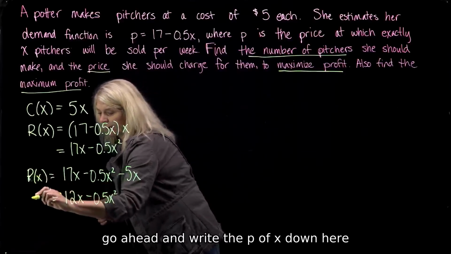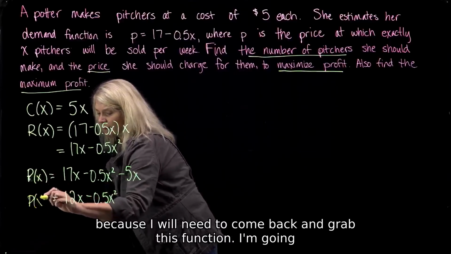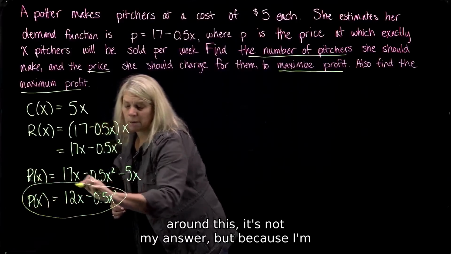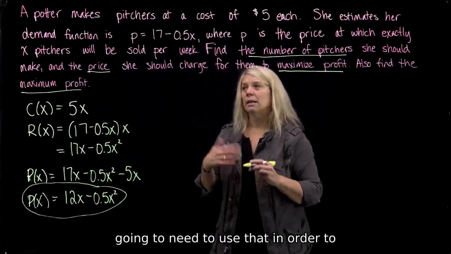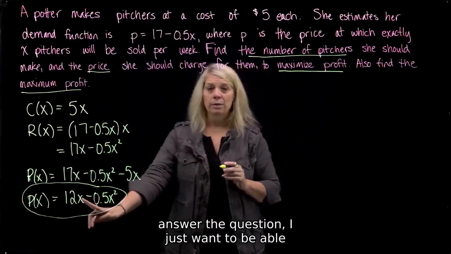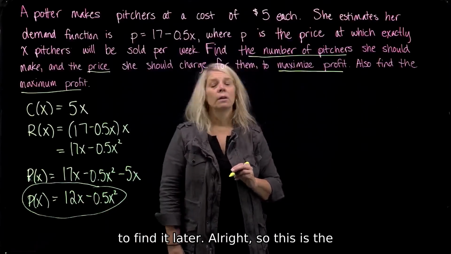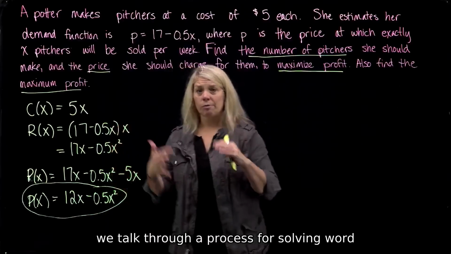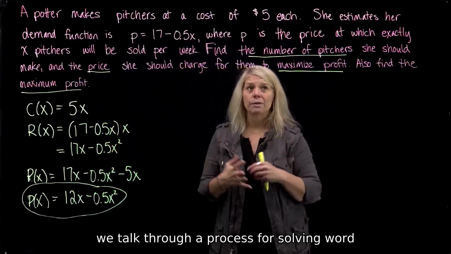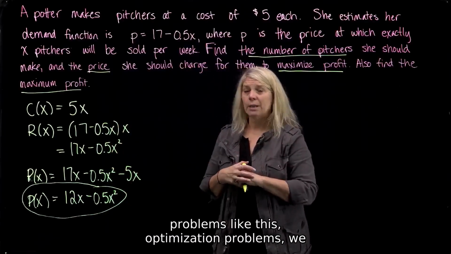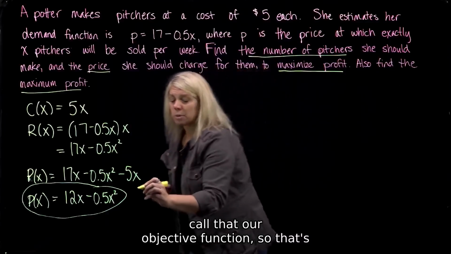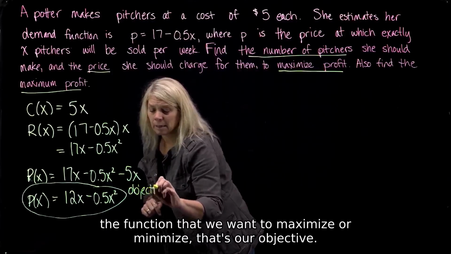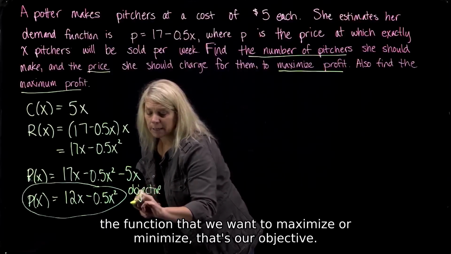And I'm going to go ahead and write the p of x down here because I will need to come back and grab this function. I'm going to put a little circle around this. It's not my answer, but because I'm going to need to use that in order to answer the question, I just want to be able to find it later. All right, so this is the function I want to maximize or minimize. When we talked through a process for solving word problems like this, optimization problems, we called that our objective function. So that's the function that we want to maximize or minimize. That's our objective.